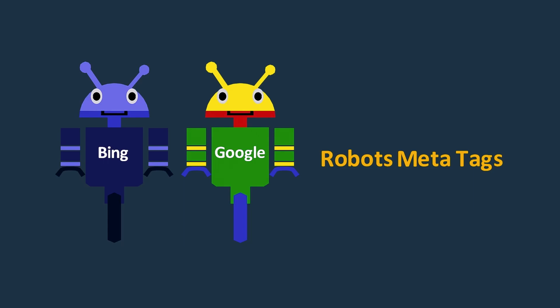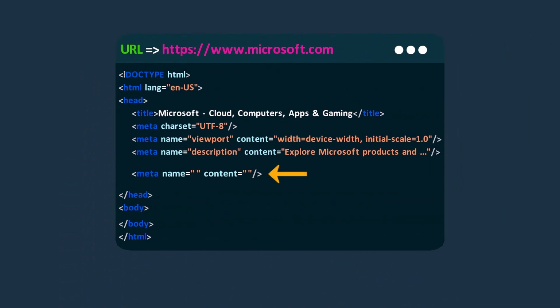As we mentioned earlier, a robots meta tag is an HTML tag that informs search engine robots about what they can and cannot do on a specific page. It allows us to control how the page is crawled, indexed, and displayed in the search results. We place the robots meta tag within the head element. A robots meta tag has two attributes, name and content. We need to provide values for both of these attributes.